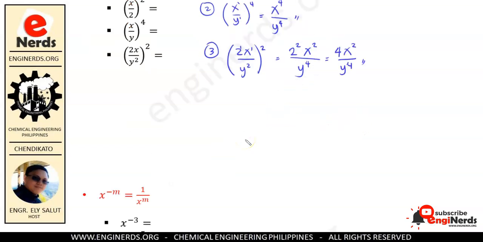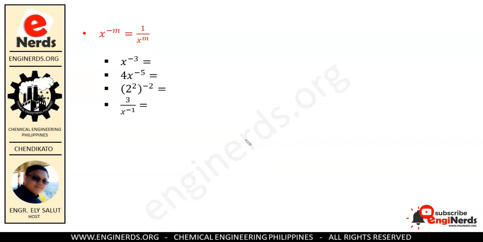Now, let's go to the next property. So, guys, this means that when your exponent is a negative number, it will just be moved to the denominator, no? So, similarly, when you have 1 over x to the negative m, this will be equal to x to the m, okay? So, that is our property right here. So, let's say we have our first problem, which is x to the negative 3. So, this is equal to 1 over x cubed.